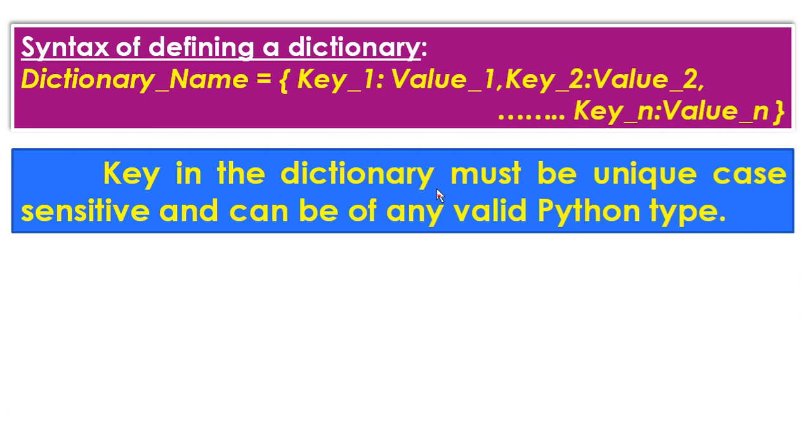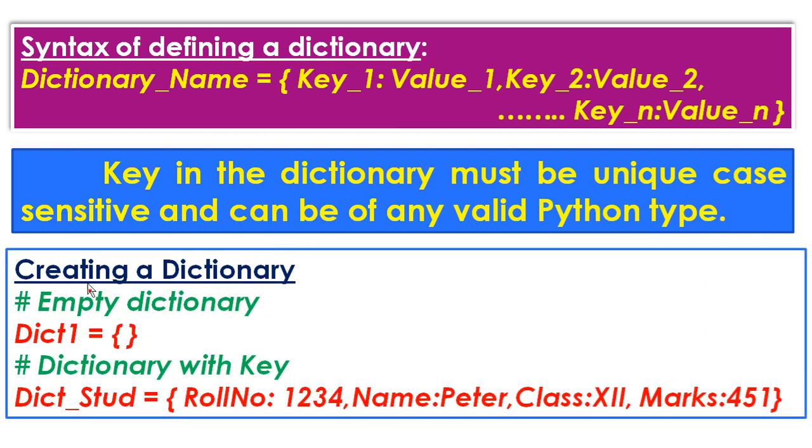Keys in the dictionary must be unique, case sensitive, and can be of any valid Python type. The key uniquely identifies a particular value. The key is case sensitive. That means small letters are different from capital letters.